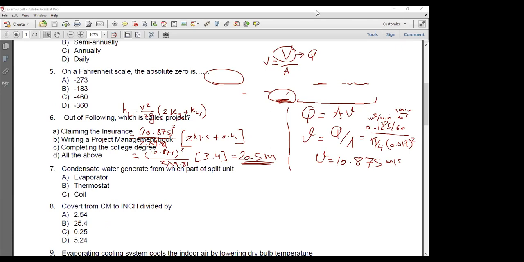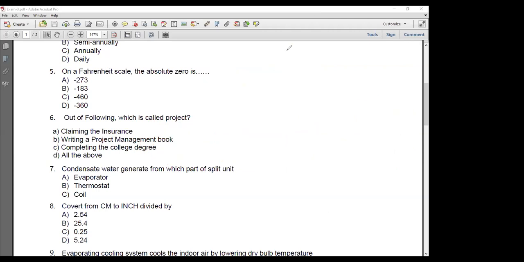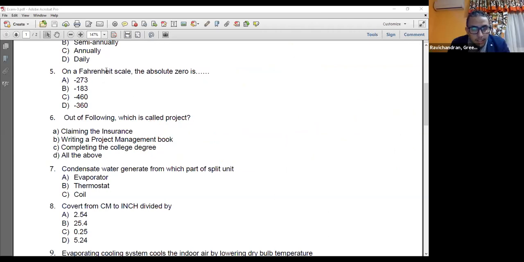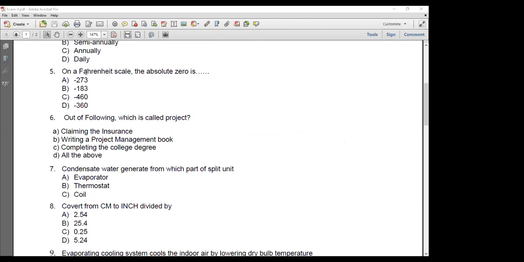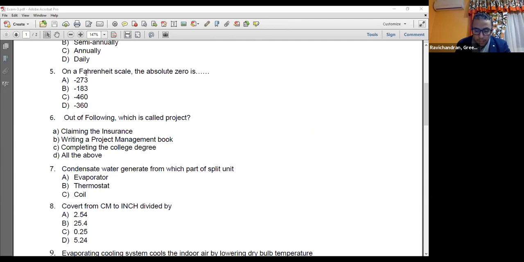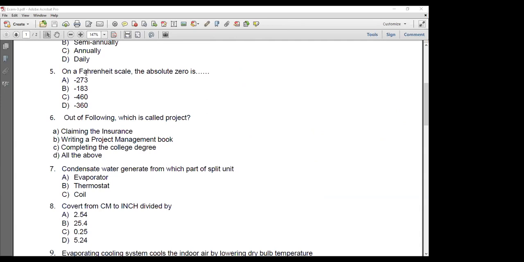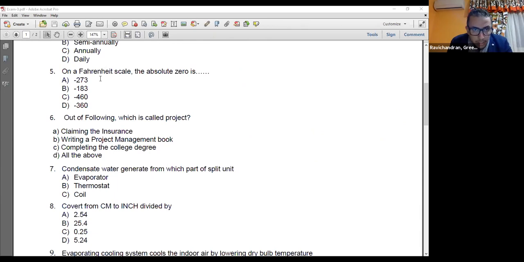Just a minute to see clearly. Did you get the answer from Mr. Ravi, Doctor? No, it's not sent yet. I'm waiting for the answer. Once he sends it, I will give you the answer directly. Sir, if it is the Rankine scale, the answer will be minus 273, right? For Celsius, 273, yes. But for Fahrenheit, negative 460.